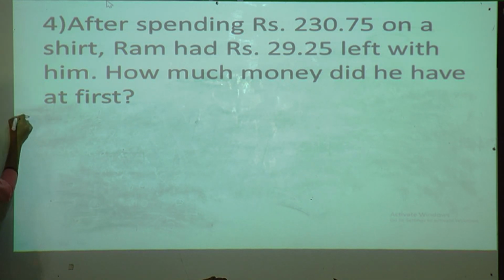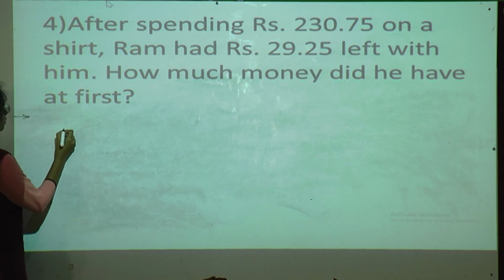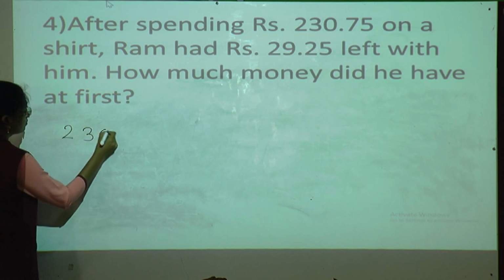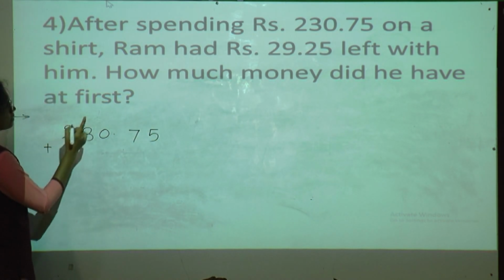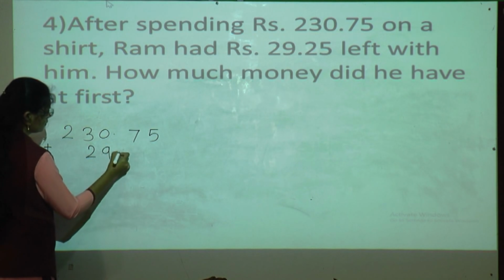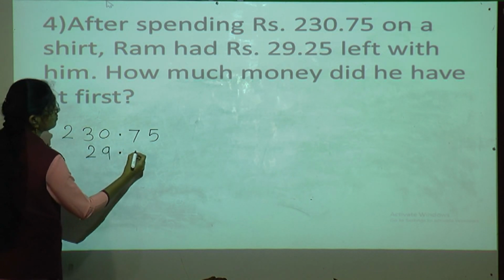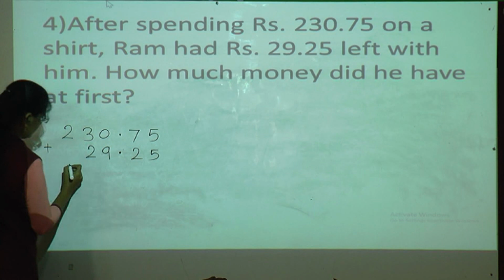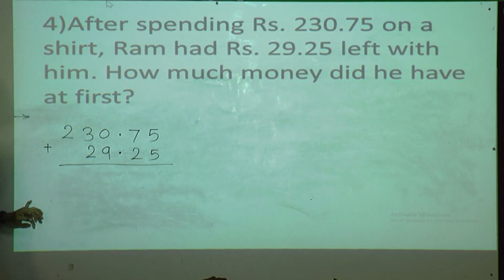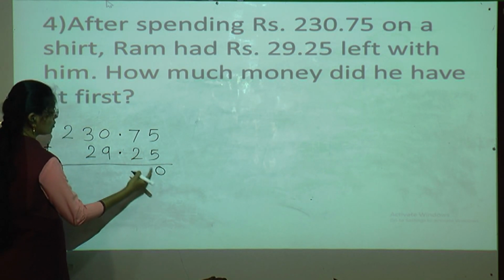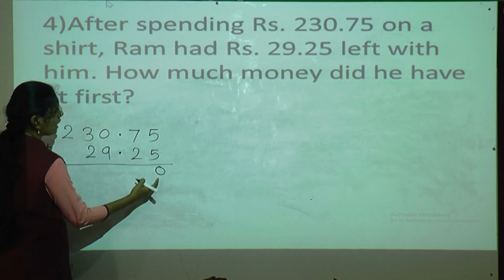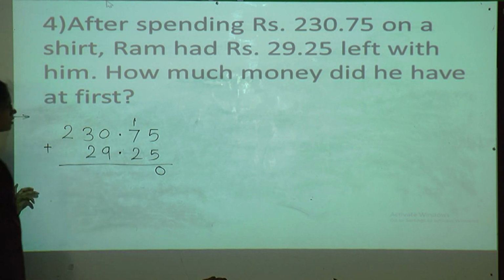Okay, so do the addition, that is 230.75 plus 29.25, then we will get the money with Ram. Okay, so do the addition. 5 plus 5, 10, so here we'll write 0 and 1 as a carry.